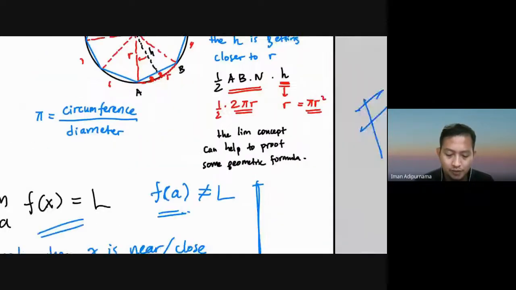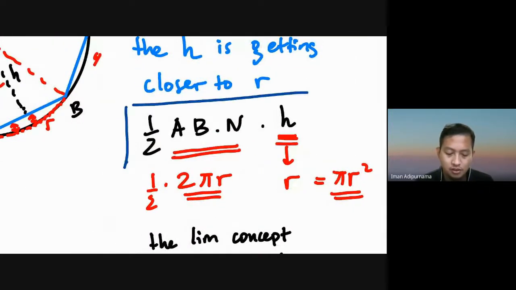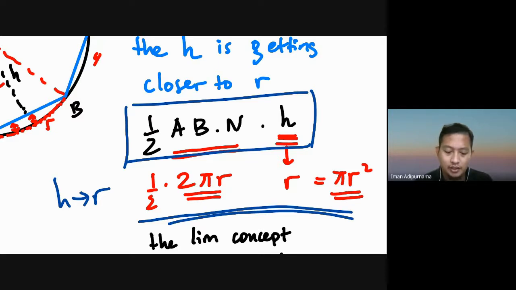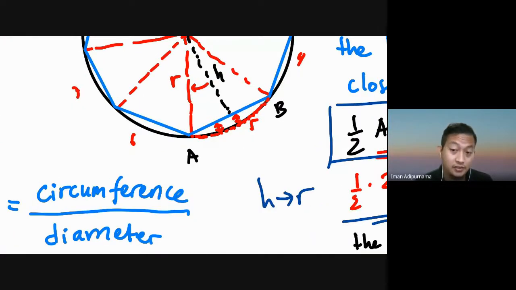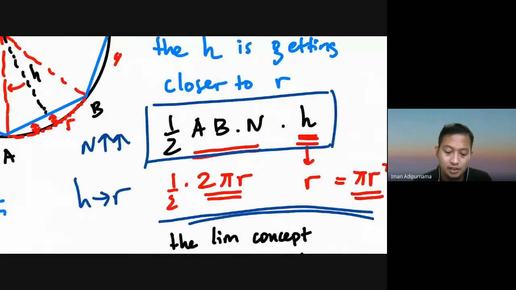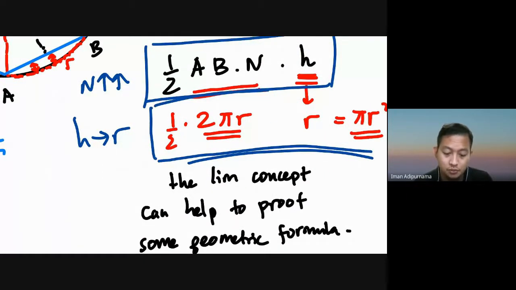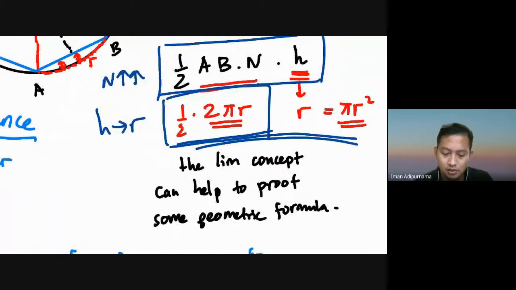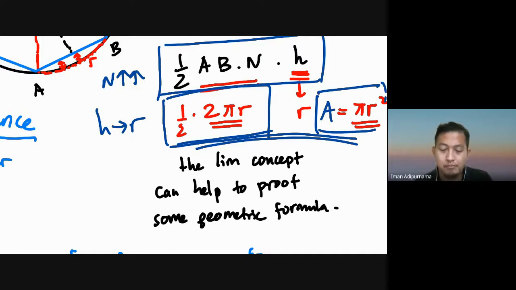So when we have this as our formula, we can approach h into r, and then we can have this. The AB and n here are the sides of the polygons, and we can approach them when n is getting larger. When n is getting larger, the polygon will touch the circle, right? And when the polygon touches the circle, it becomes the circle circumference. From here we prove that the area will be pi r squared for the circle.